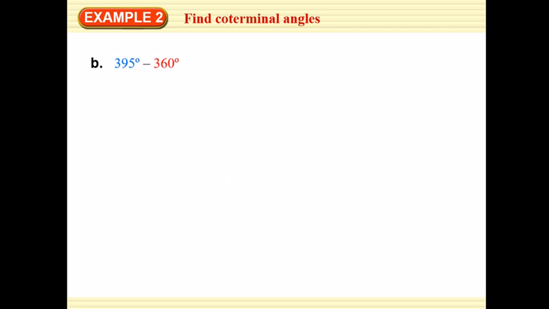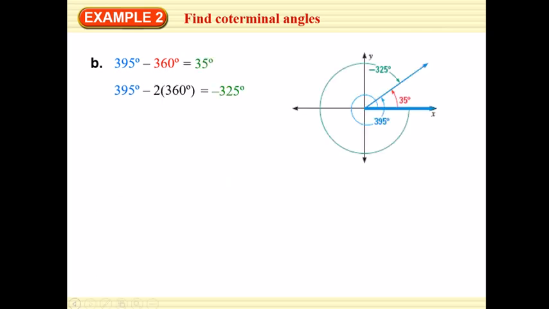Alright, if I were to do this for 395, I would subtract 360 degrees and get 35. And then if I were to find a negative one, I would not only have to subtract 360 degrees once, I'd have to subtract it again. So we're always looking for our lowest values there. In this case, I subtracted both times instead of adding once and then subtracting 360 degrees.